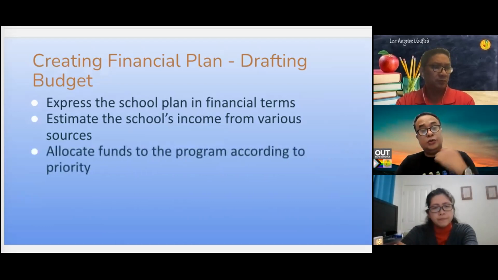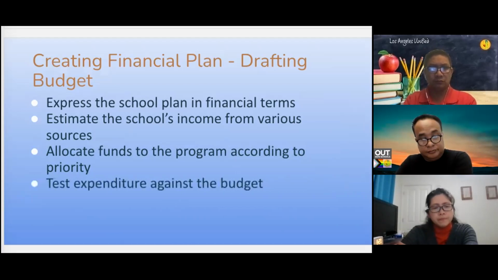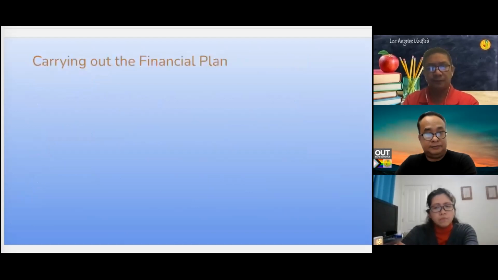Once you have an estimated budget and the budget lines are done, you can start to allocate funds to programs according to priority. This is where you test expenditure against the budget. Sometimes in the middle of the school year, you tend to spend more than what is expected in your budget, and that's the time you can create control over the budget, which Ms. Sikat has already given you an idea of how control is done.